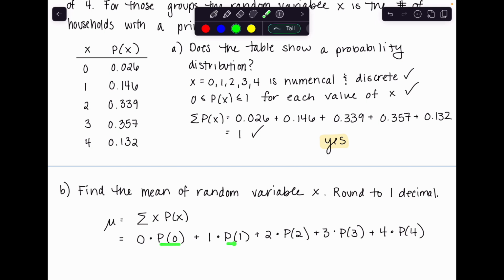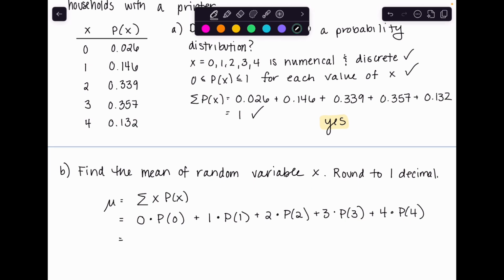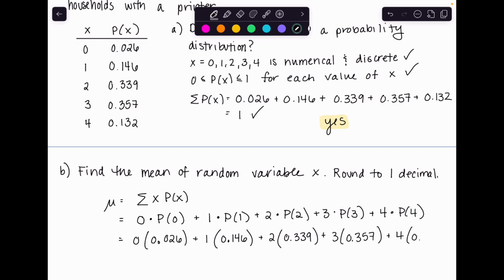So in place of each of these values, I'm going to go ahead and just use those values in the table. So P of 0 is 0.026. P of 1 is 0.146. P of 2 is 0.339. P of 3 is 0.357. And finally, my probability of 4 is 0.132.